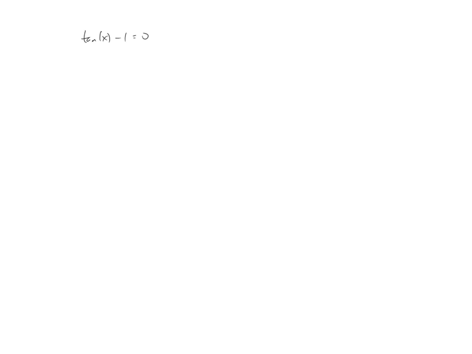All right, so for this one, same instructions. So we'll go ahead and isolate the trig function. So tangent of x equals 1. Again, tangent is positive in quadrants 1 and 3.